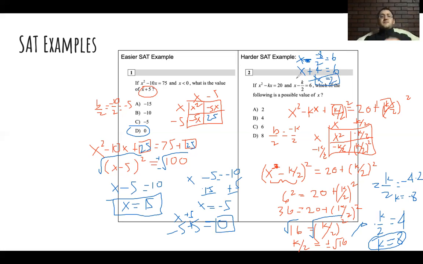So this is definitely a harder example, but I wanted to go through this one just to show you what could be in those more difficult completing the square problems. But something like number 1, I would say is a little bit more fair game of what you would see on the test.